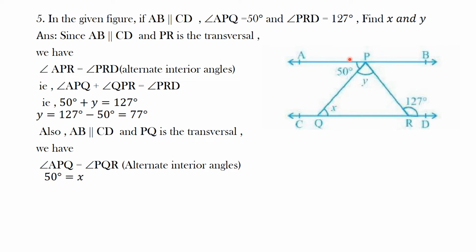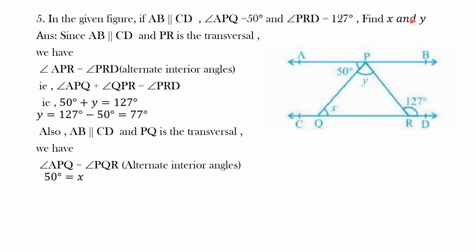Since AB is parallel to CD and considering the line PQ as a transversal, we can say APQ is equal to PQR using the condition alternate interior angles. Therefore, the value of X is equal to 50 degree. We can see AB is parallel to CD and PQ is the transversal. Angle APQ equal to angle PQR. Therefore, X is equal to 50 degree.